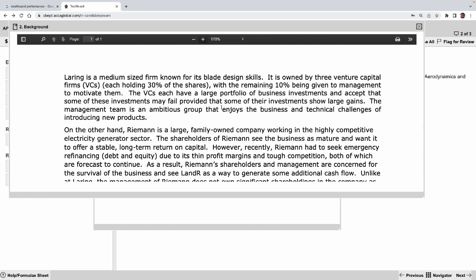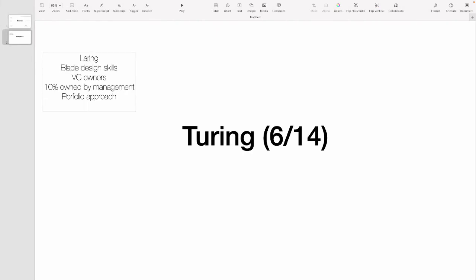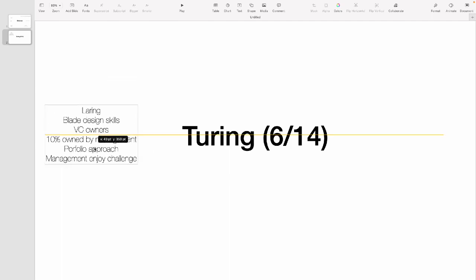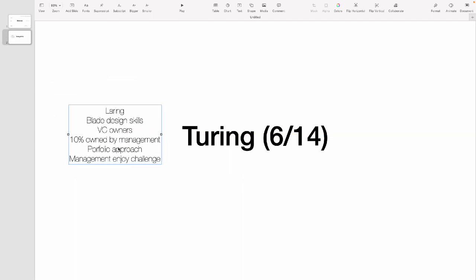Next, the management team is an ambitious group that enjoys business and technical challenge. Okay. Now pay attention. This one is very similar to the video I sent to you earlier about the company that failed. Are you clear now? Their management also very gung-ho, believed they could achieve the whole world. Got it? And then they died.